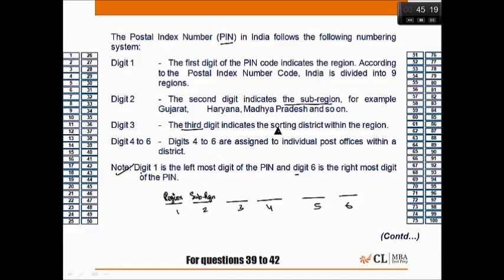The third digit indicates a sorting district within the region. So this is the district. Digits 4 to 6 are assigned to individual post offices within it. So these are the post offices.